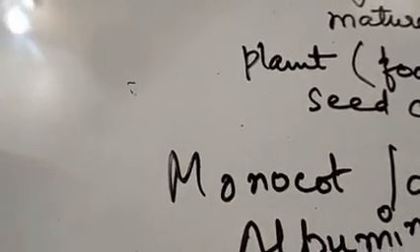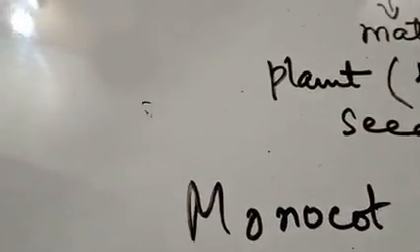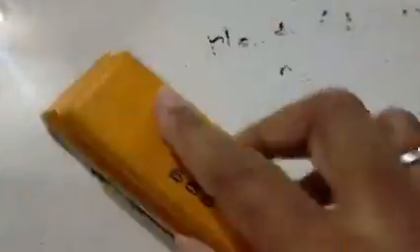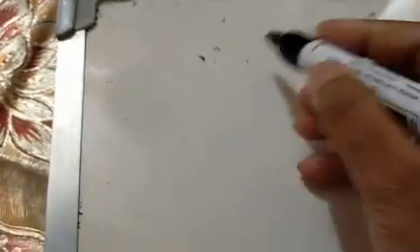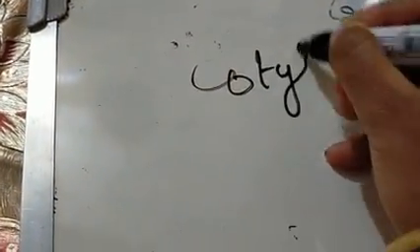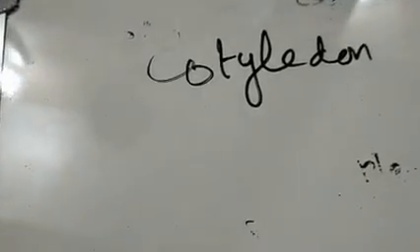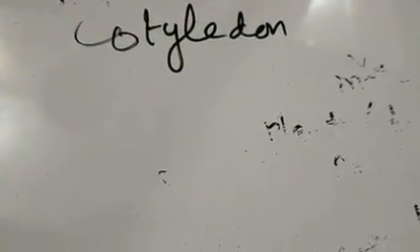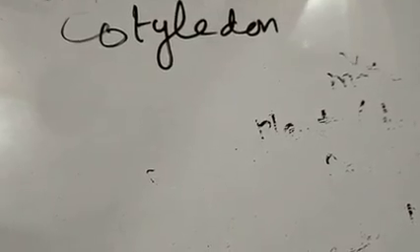Now the seed has a particular structure. This is common for all kinds of seed. There are certain common parts which are present in a seed, so we are going to discuss the common parts. The first one is the cotyledon. Cotyledon is the part of the seed which stores food for the growing embryo.